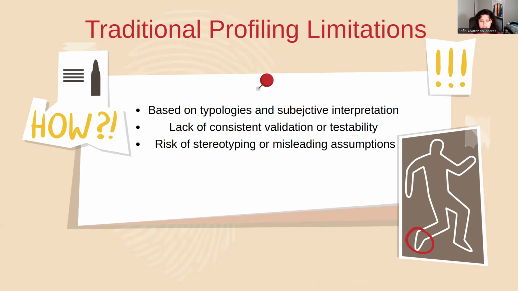For example, assuming that all serial killers are in their 30s and white makes them more viable suspects. But we see that it could be different, and that that's not the actual type of offender we're looking for. So it just lacks consistency and is rarely reproducible. In short, it lacks scientific rigor, and profiling can easily become speculative and harmful for investigations because of the stereotyping and misleading assumptions.